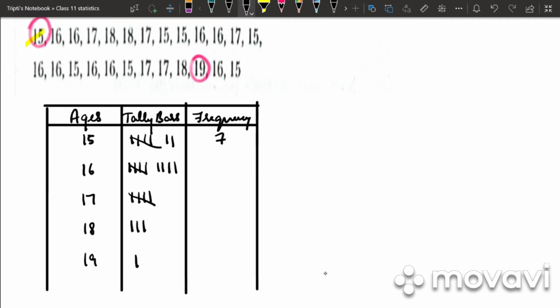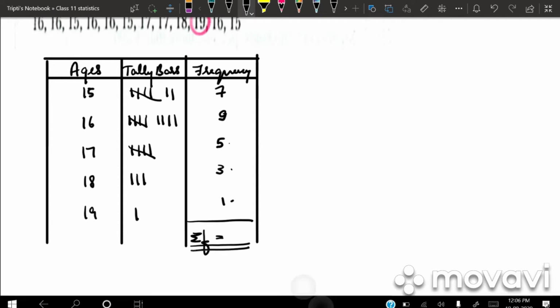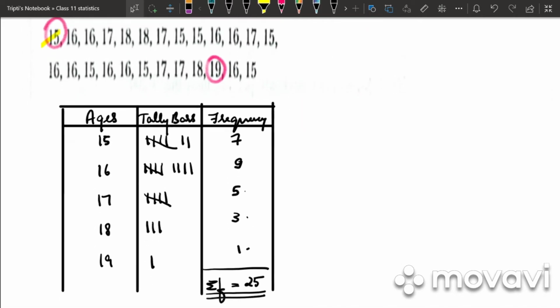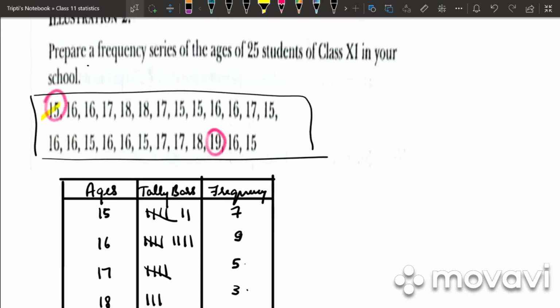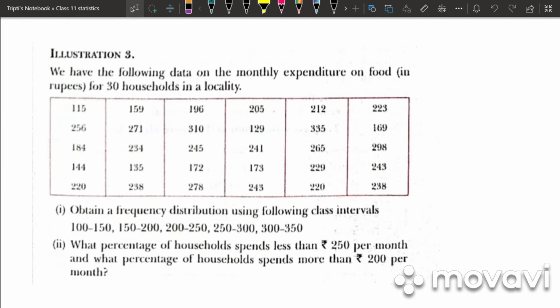5 plus 2 is 7, 5 plus 4 is 9, 5 plus 3, 1. So what is the total of summation F? It is 9 plus 7, that is 16, 16 plus 5 is 21, 24 and 1 is 25. So this is how you work out when they give us just the numbers and they ask us to prepare a frequency series.